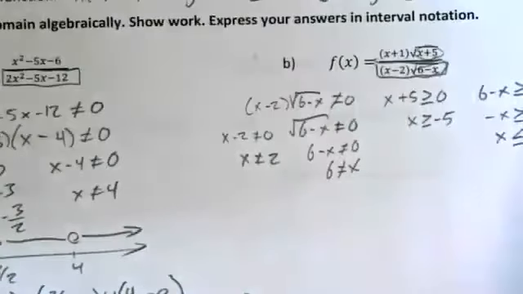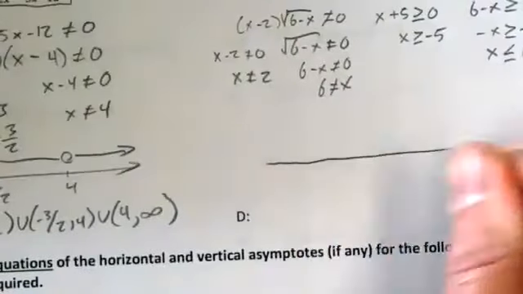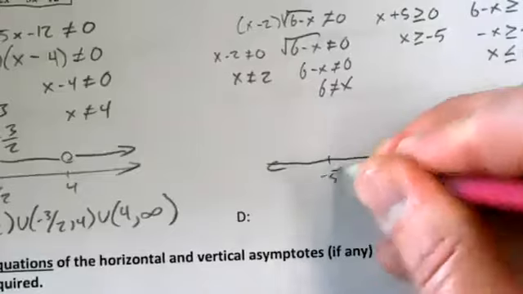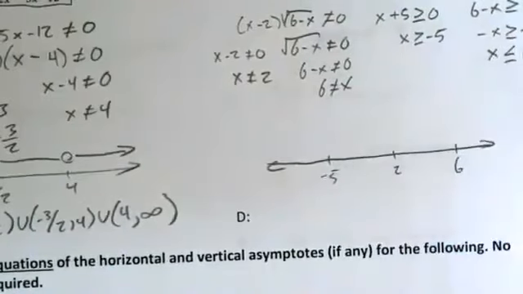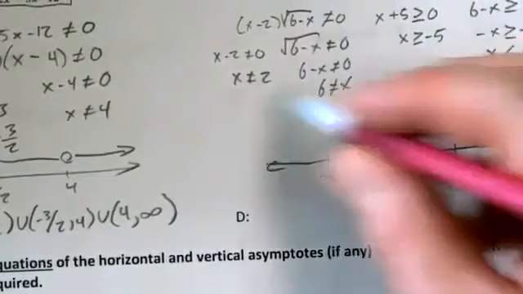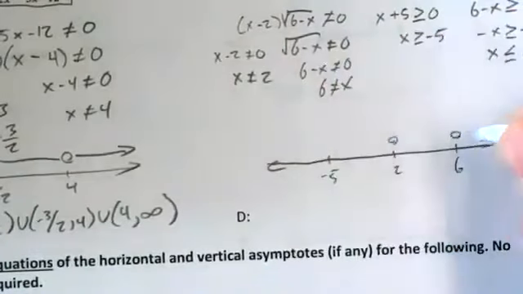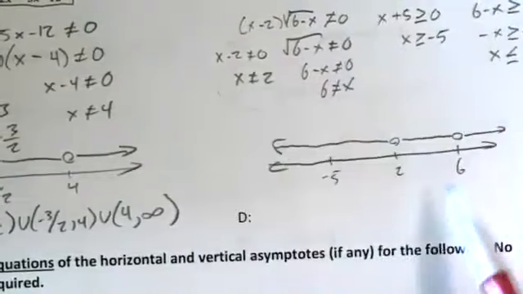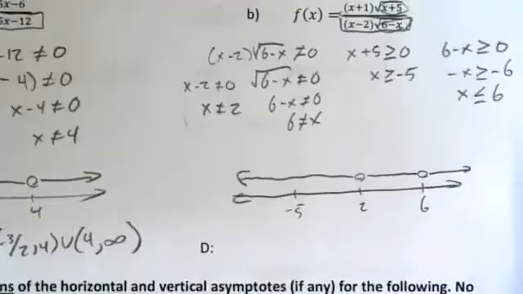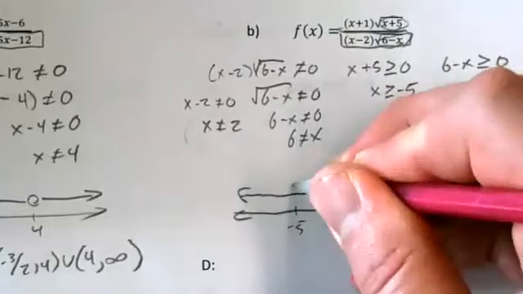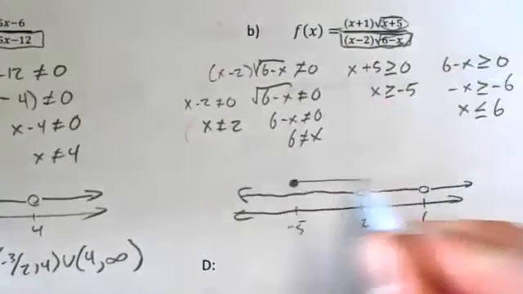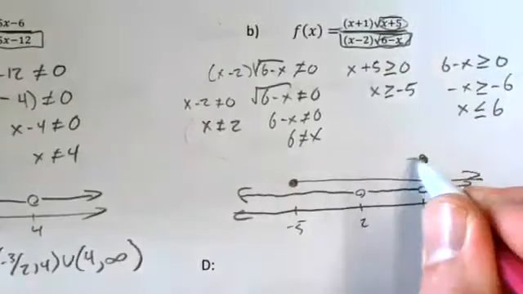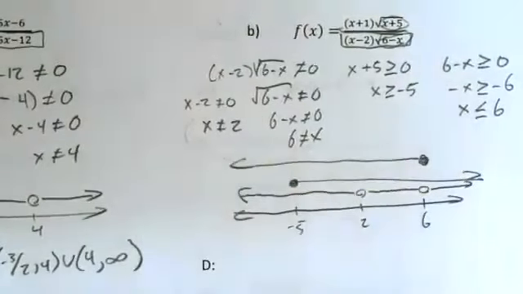So I have 3 things to stack up here, and I'm looking for where they overlap. So I got to be careful and get these right. Important numbers are -5 and 2 and 6. Okay, so let's start with these guys. It can't be 2 or 6, so I'll leave those as open dots. But everything else for these ones works. And then we've got greater than or equal to -5. So it can be equal to -5 or greater than -5. And then for this, less than or equal to 6. So it could be equal to 6. Could be less than 6. So I'm looking for where all 3 overlap.